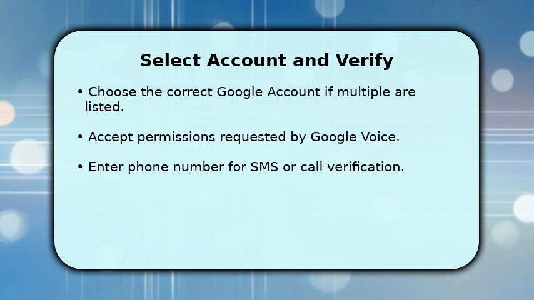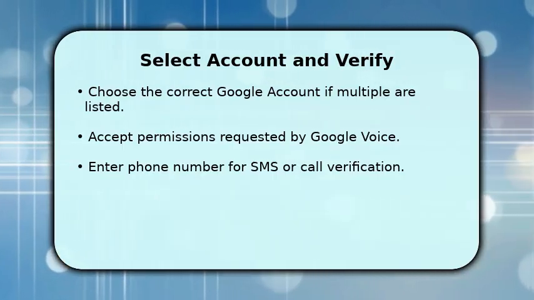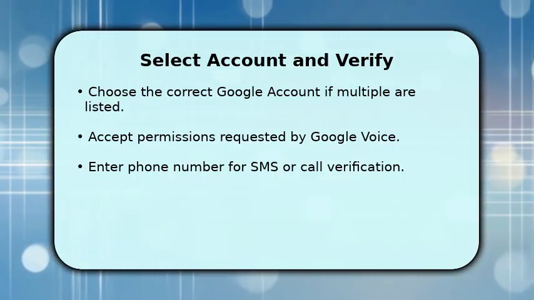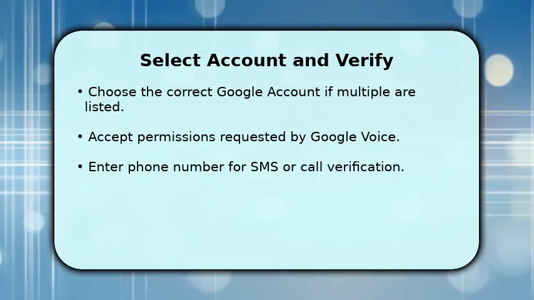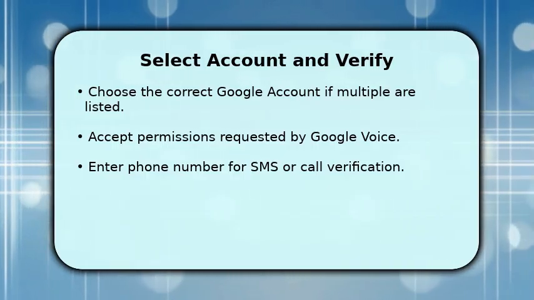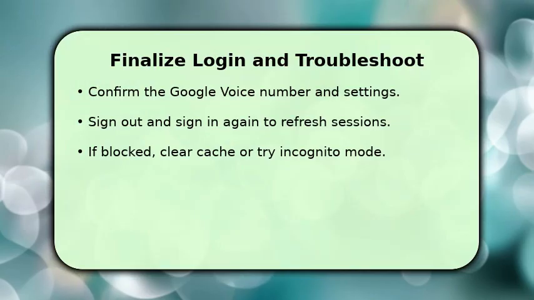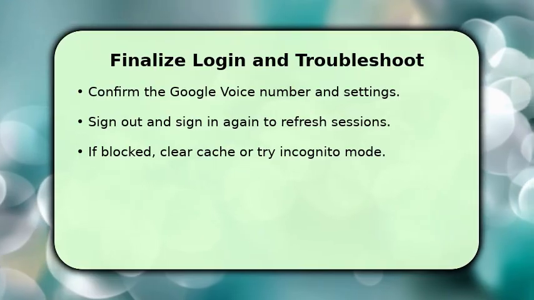You'll be prompted to verify a phone number, enter a reachable number, then type the SMS code or accept the verification call. Once verified, Google links the number so you can continue to claim or set up your Google Voice number. Finish by confirming your chosen Google Voice number and reviewing settings like voicemail and forwarding. This ensures calls go where you expect.